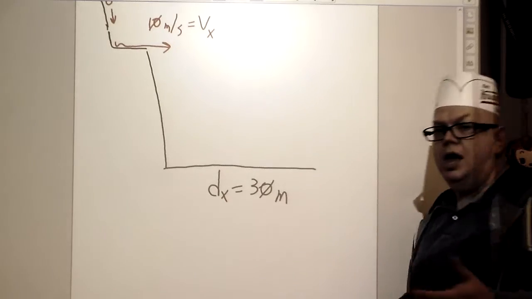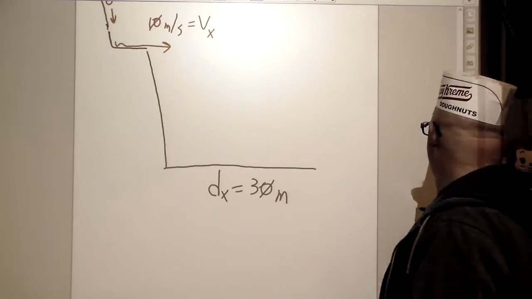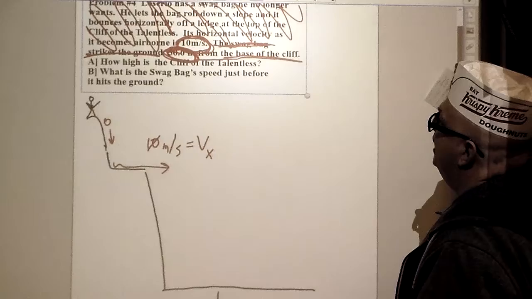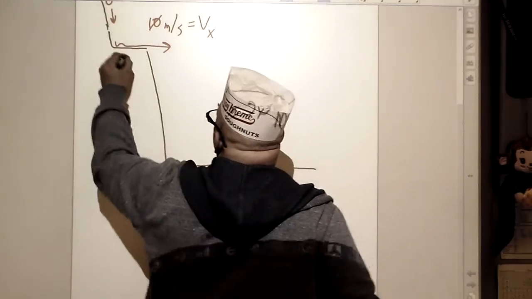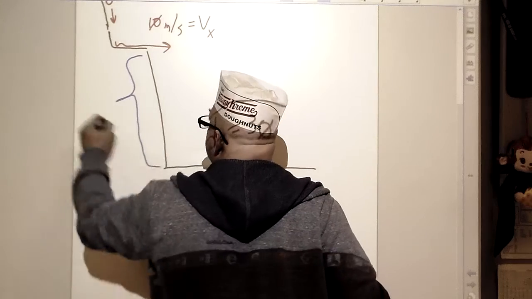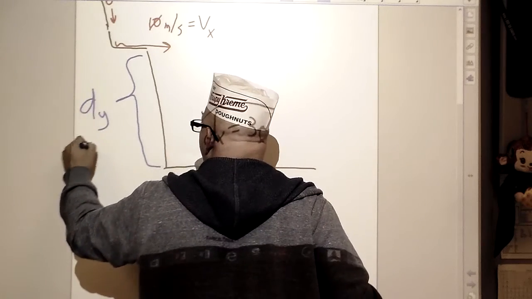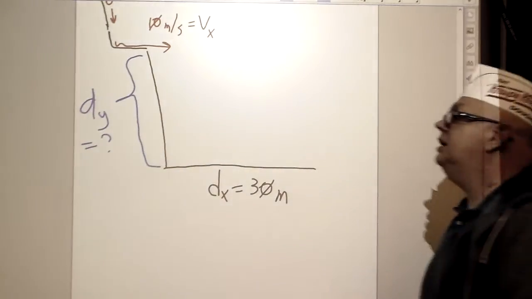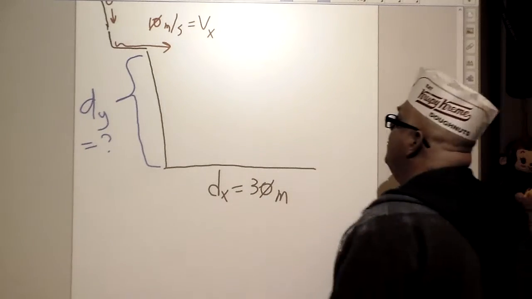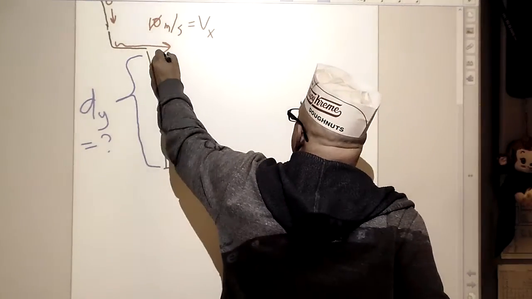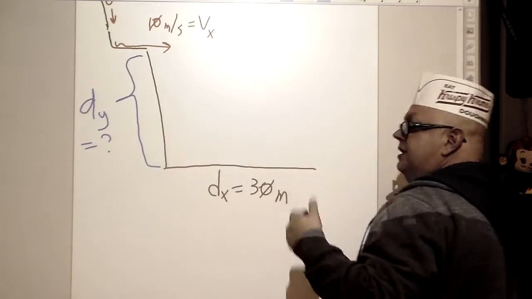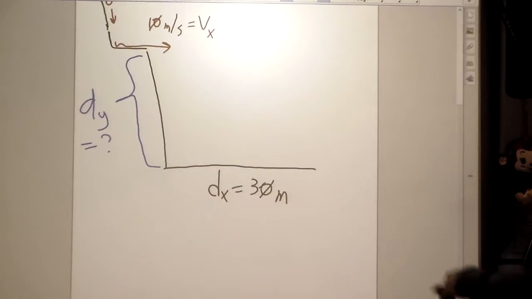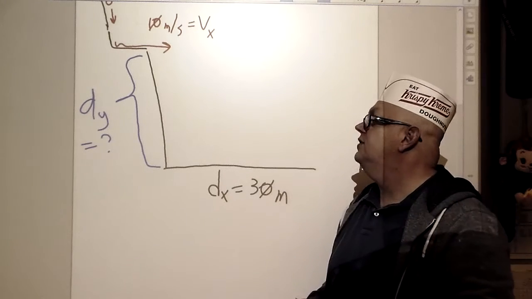So now, my gosh, where do we even start? Because we're being asked, how high is the cliff of the talentless? So what we're asked for here, guys, is our dy. Then, essentially, what they're asking us afterwards is at what speed is the thing striking the ground. But let's just work with how high is the cliff of the talentless.